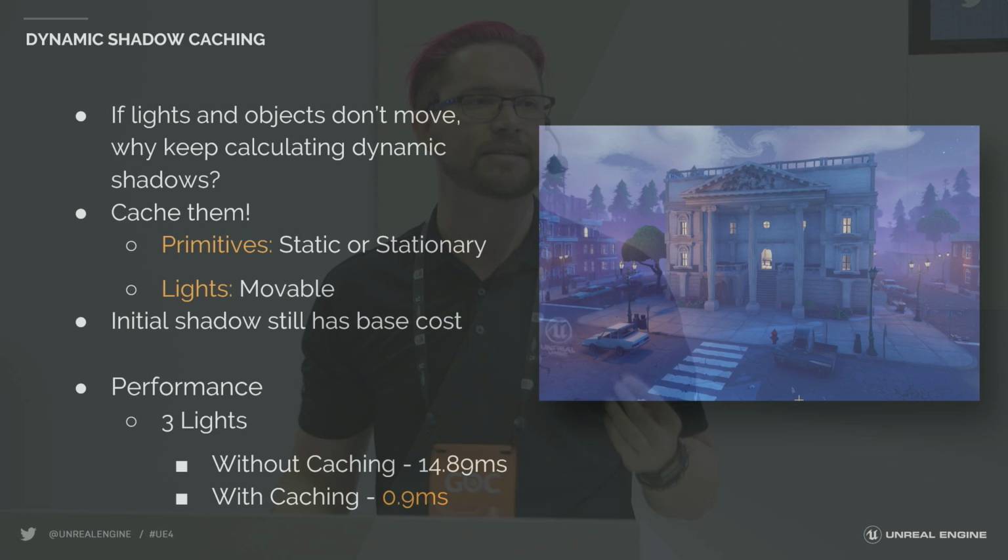We all know dynamic shadows are very pricey on a GPU. So what we do instead is we cache those shadows. The very first time we cast a shadow between two dynamic objects, we store that, and then as long as neither the light nor the object move, we just use the cache, and we don't recalculate over and over again. So in a sample scene where we have 3 shadow casting lights, performance goes from 15 milliseconds for just those 3 lights down to less than 1.